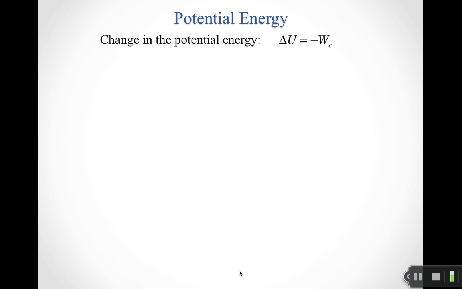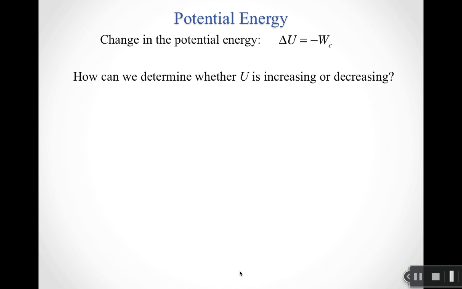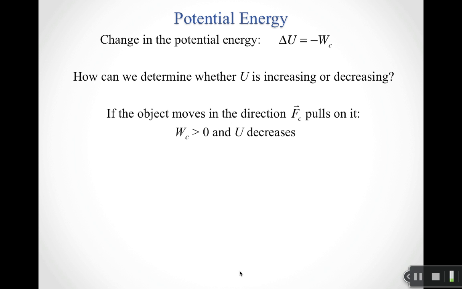All right, so again, here's our definition for the change in the potential energy. It's equal to negative the work done by the conservative force. So when we want to think about whether U is increasing or decreasing, we need to think about the kind of work that the conservative force is doing. If the object moves in the direction that the conservative force pulls on it, then the conservative force will do positive work, which means that the potential energy will decrease.